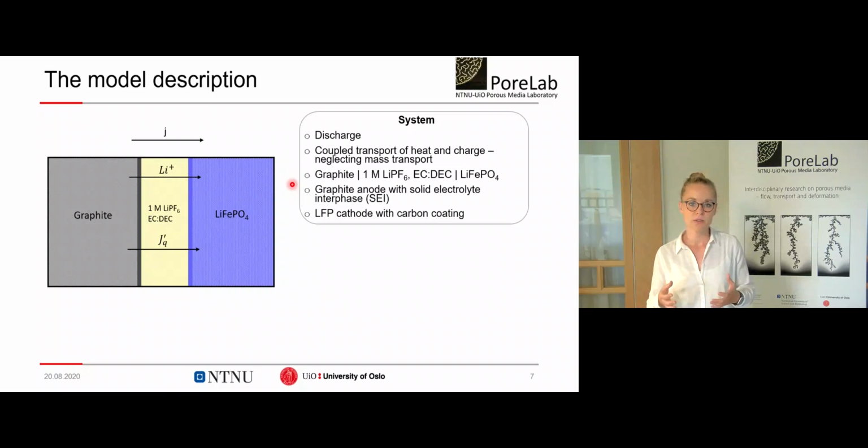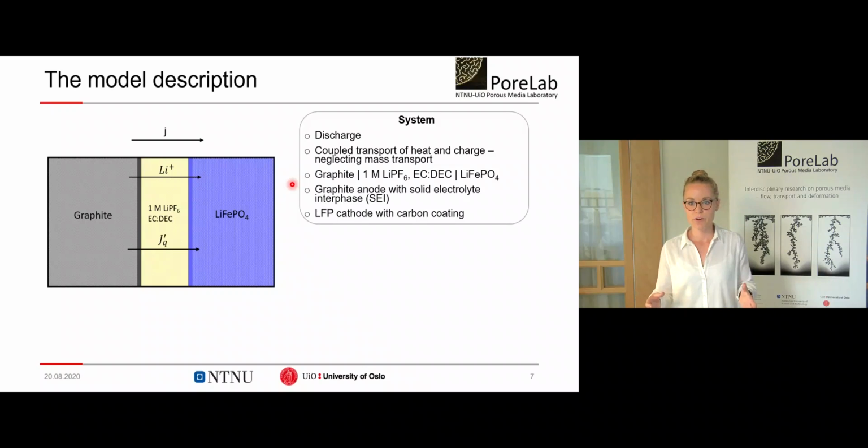And we're considering a typical lithium-ion battery material composition with a graphite anode, LiPF6 in EC/DEC as electrolyte, and lithium iron phosphate as the cathode material.